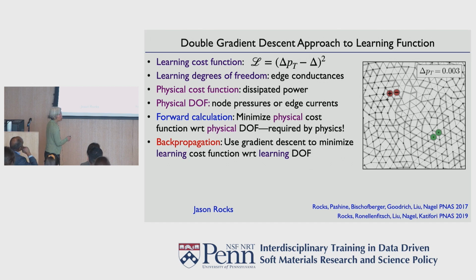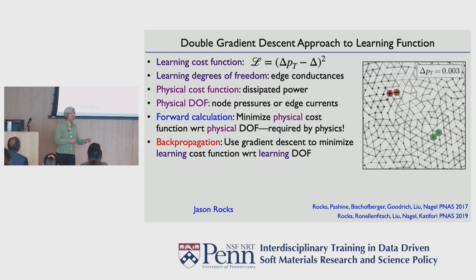I don't know which is bigger. In this case, it's smaller. I square it, and then I'm going to minimize this learning cost function with respect to learning degrees of freedom, which in this case are the edge conductances. That's great, right? That's just like training a neural network, except that this is a physical system.